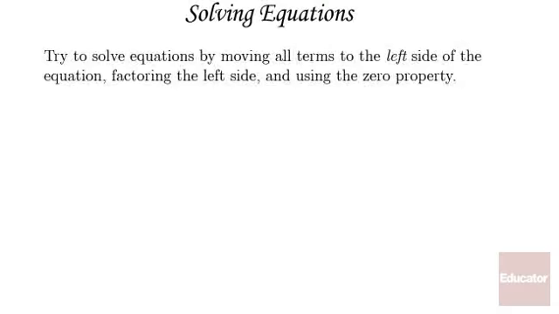In order to solve equations, the first step is going to be moving all terms to the left side of the equation. Then you'll factor that left side and finally use the zero property. So there are 3 steps to solving equations, and we say try to solve equations because there are some equations for which there are no solutions. And you'll see one of those occasionally.